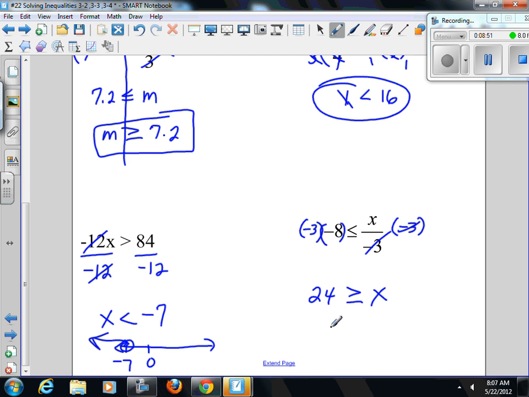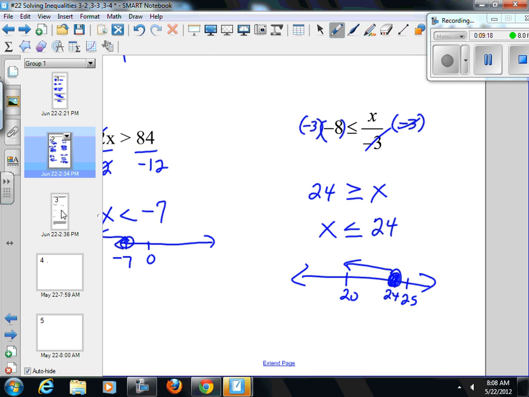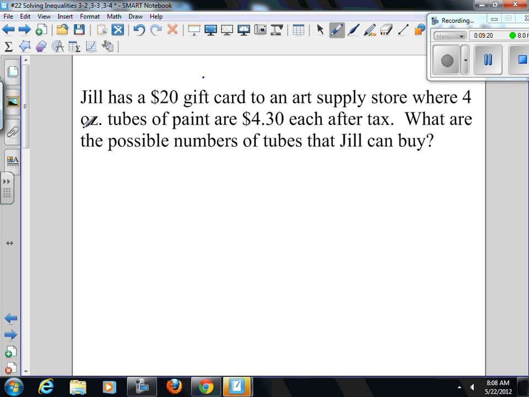Now I have x on the right-hand side. I always want my variable to go on the left, so I'm going to switch everything around, but when I do, the arrow also has to change directions as well. So in this problem, we changed directions of the arrow twice, and we'll just briefly graph that. Here's 20, 25, here's 24. Closed dot on the 24 with an arrow going to the left. Let's continue.